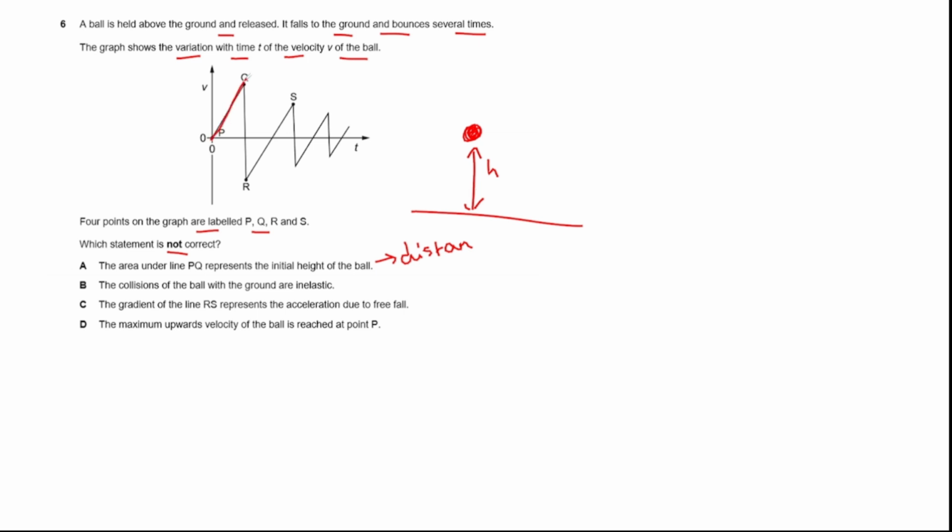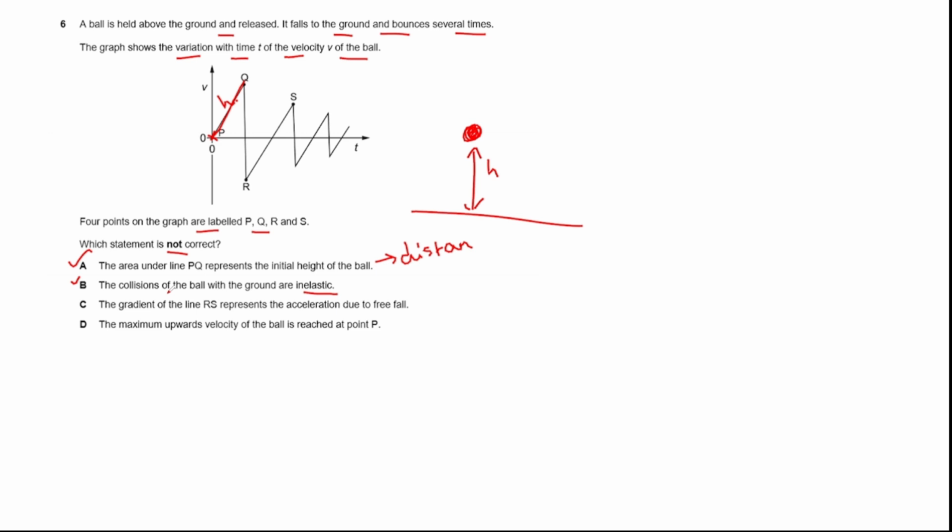This line is representing the height. So initially the velocity is 0, then as the distance moves, the velocity increases and reaches a maximum just before hitting the ground. So this basically represents the height, so it's a correct statement. And the second one, the collisions of the ball with the ground is inelastic. So definitely it is, because each time the height is different, which means that the energy is lost. So the second option is correct.